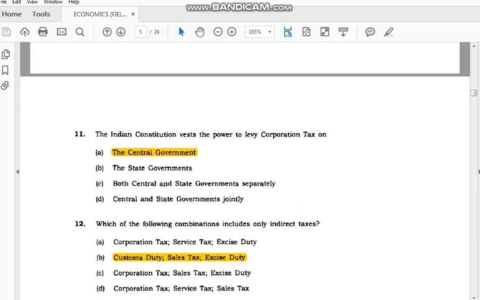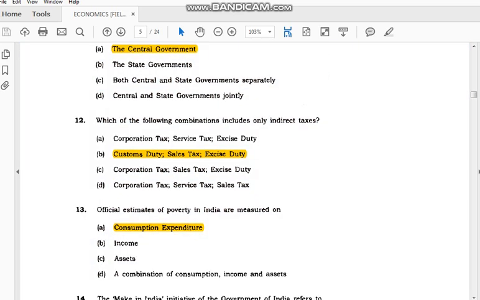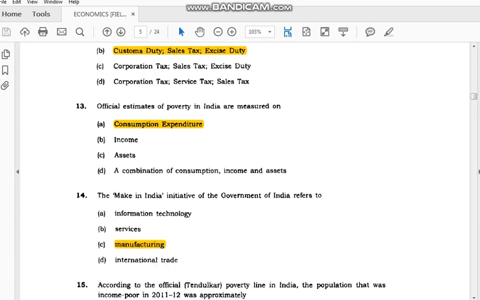And there is also a provision of imposition of educational cess by the central government on those corporates, and educational cess of 3% is levied on the sum of the income and surcharge irrespective of the level of net income. Next question is, which of the following combinations includes only indirect tax? Here corporation tax is direct tax, and customs duty, sales tax, excise duty are all indirect taxes.